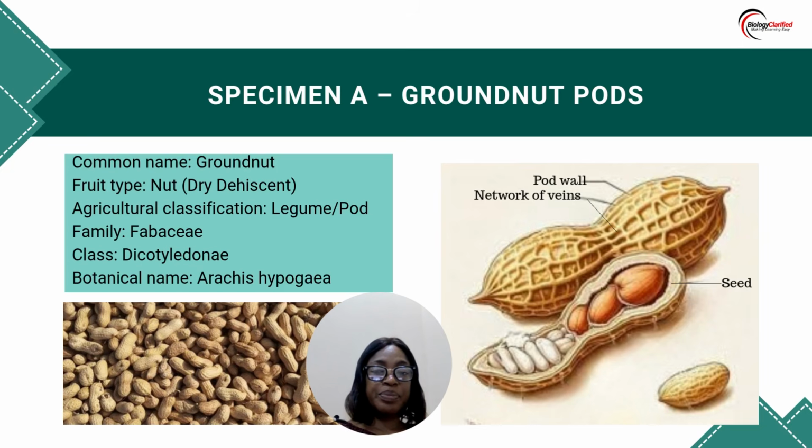And then class Dicotyledonae. Then the botanical name is always two names. Sometimes we call it scientific names. That means the generic name, which is the genus to which the organism belongs, and the specific name, which is the species to which the organism belongs. So if we are looking at botanical name or scientific name across this video, I'm not going to repeat that again. The first name is Arachis, which is the genus to which groundnut belongs, and that's the generic name. And it always starts with a capital letter.